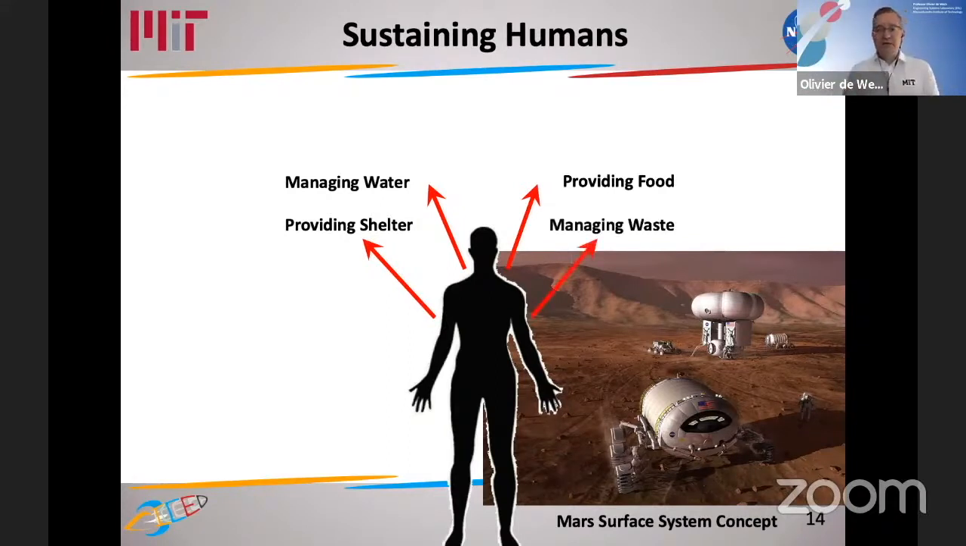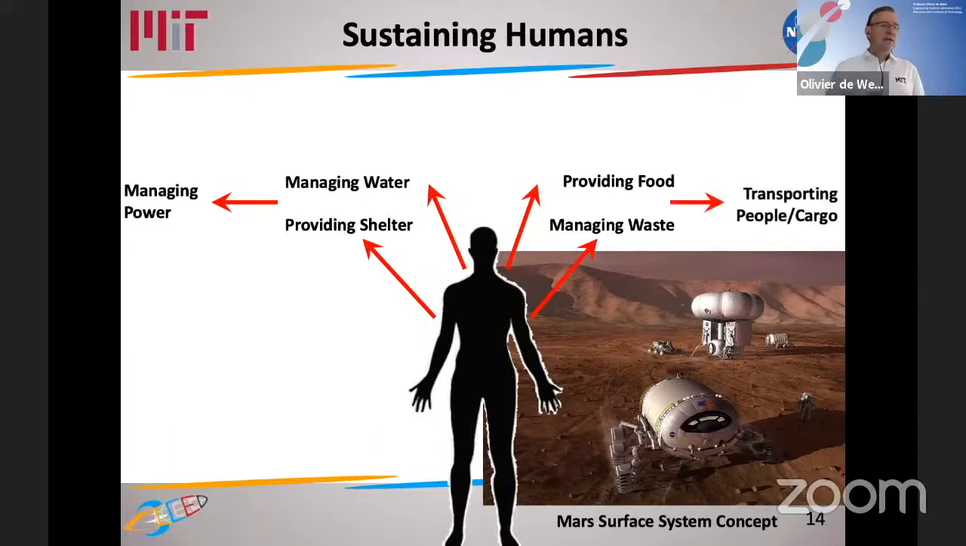Humans produce waste, and so we have to manage that waste, liquid and solid waste, also in the form of gases. And then in order to manage water and provide shelter, we need to provide power, right? Energy, the time derivative of energy is power. And so all those processes, managing water, providing shelter, cannot happen without managing power, which is a derived function.